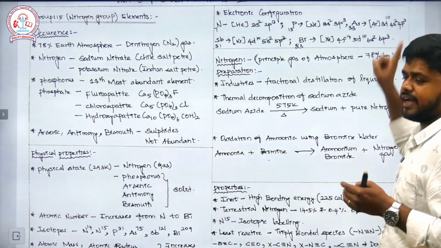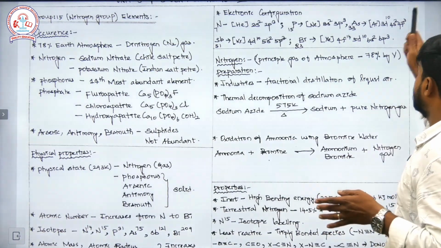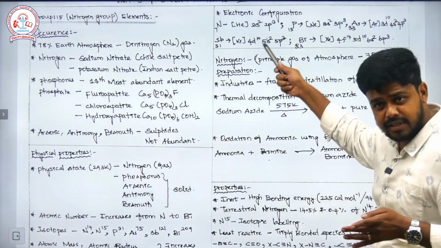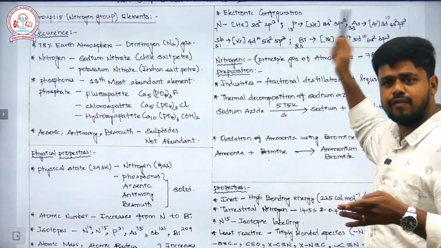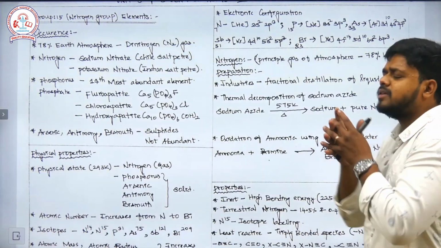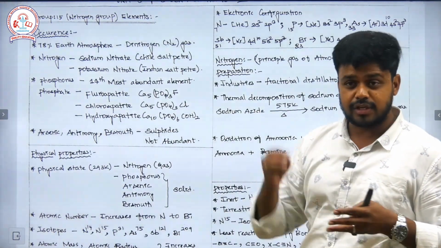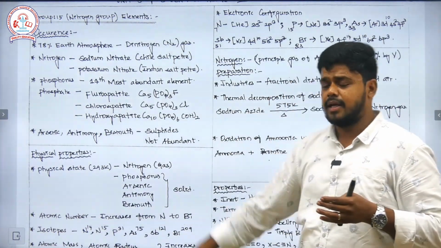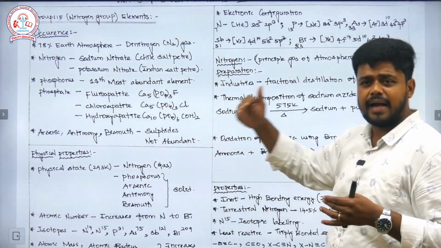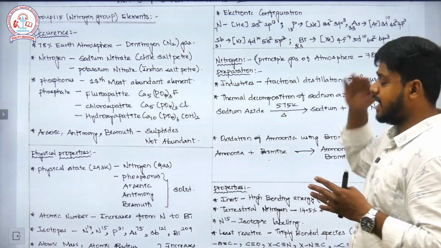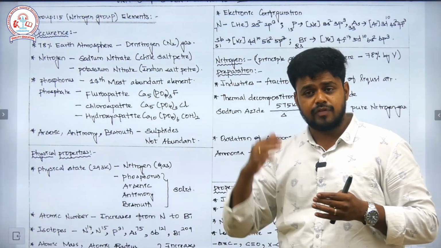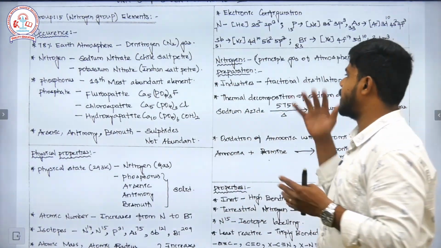So 4f14 and 5d10. Coming again, see, before 4s comes 3d. Before 5s comes 4d. Before 6s comes 4f and 5d. So you need to enclose all these things while writing the electronic configuration, keeping the basic things in mind. You need to increase the atomic number by adding 8, 18, 18, 32, likewise. Then enclose the noble gas configuration: helium, neon, argon, krypton, xenon, etc.